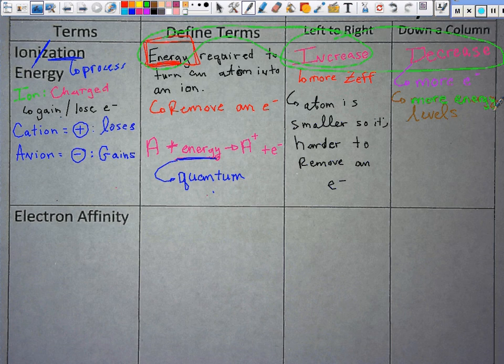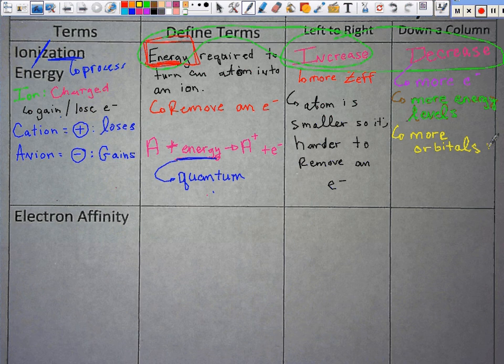All right, so since you have more energy levels, somebody said it a second ago, what else do you have? More orbitals. Very good. So you have more electrons, more energy levels, more orbitals. So in essence, what is happening to the size? Size is larger.